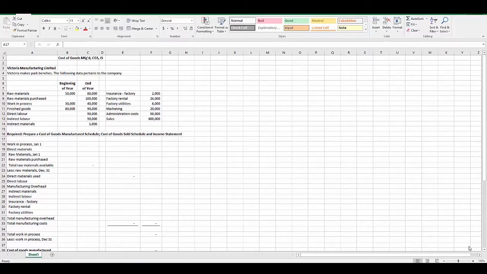So the problem that we're looking at here is called Victoria Manufacturing Limited, and Victoria Manufacturing makes park benches, and you have in front of you in your problem the data set that pertains to the company. So to illustrate how to solve the problem, I'm going to basically take the given information and insert it in the schedule in the sections where each element should go. So first of all, we're going to look at our work in process schedule.